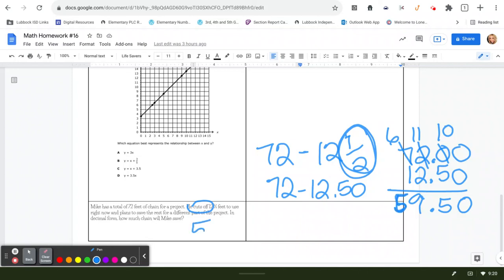So 59.5 or 59 50/100. Please let me know if you're still confused on any of this so I can help you.